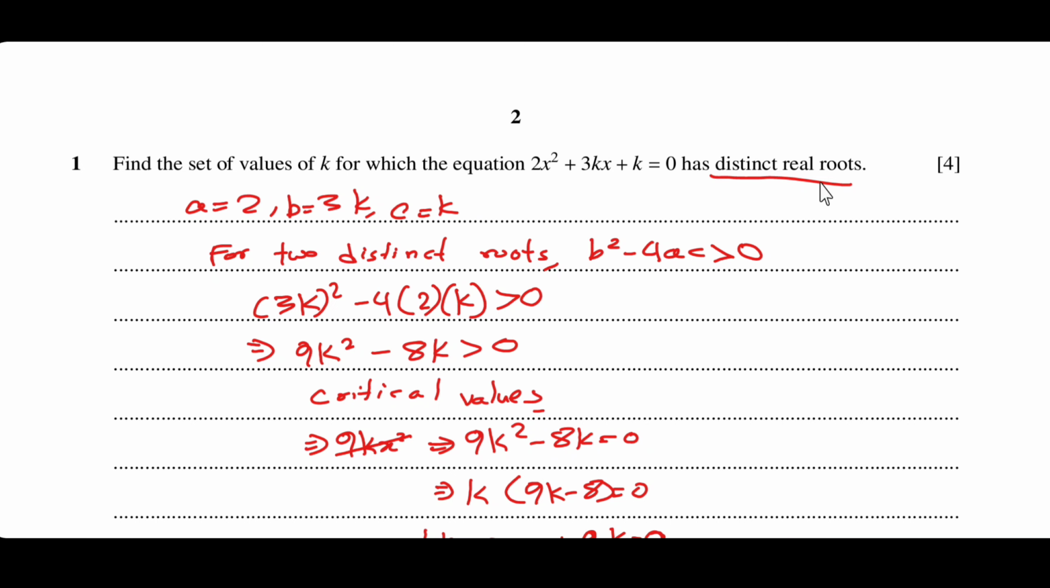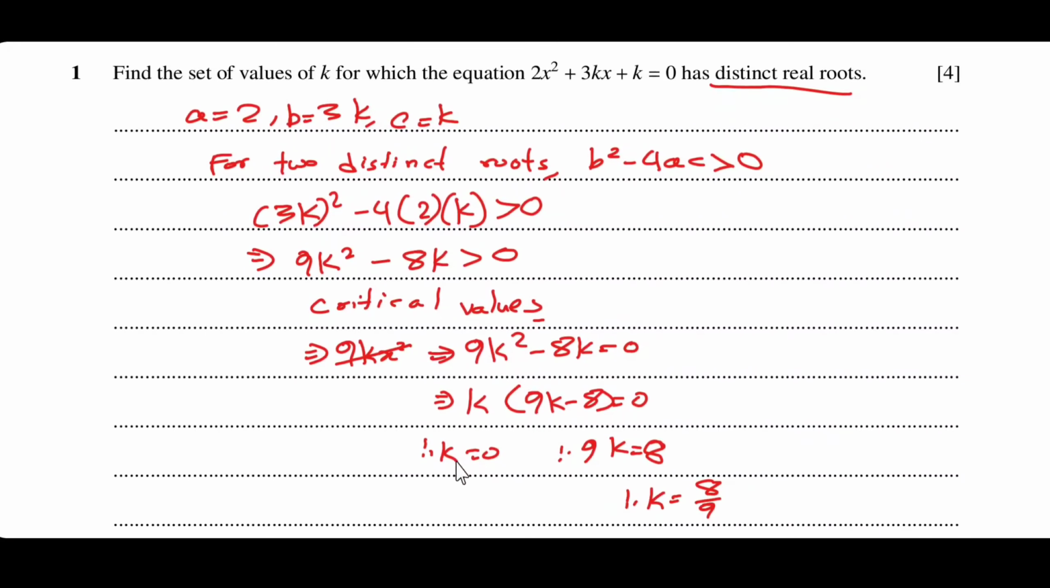Since the equation has real and distinct roots, b square minus 4ac is greater than 0. For non-real roots, b square minus 4ac is less than 0, and for equal roots, b square minus 4ac is equal to 0. But for now, since we have real and distinct roots, b square minus 4ac is greater than 0. After solving this, we get an expression.